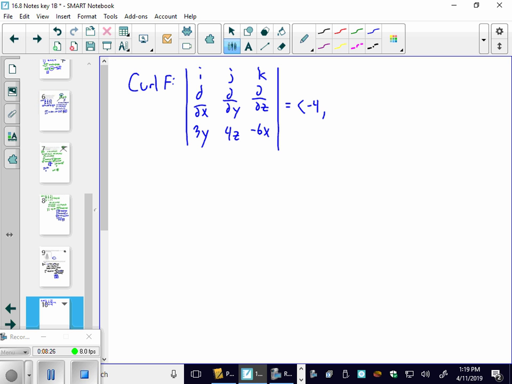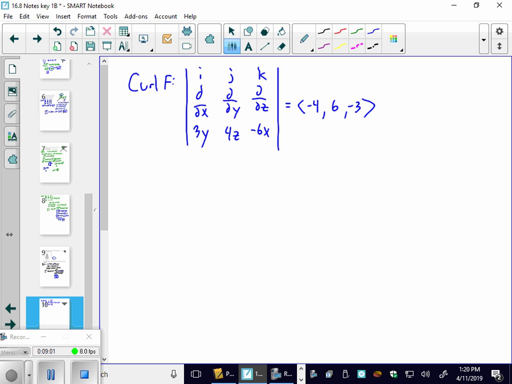Eliminating the j row and column, the derivative of negative 6x with respect to x is negative 6. The derivative of 3y with respect to z is 0, so negative 6, but we change the sign, so that becomes positive 6. And then eliminating the k row and column, it's going to be the derivative of 4z with respect to x, that's 0, minus the derivative of 3y with respect to y, so that's minus 3. So there's our curl.